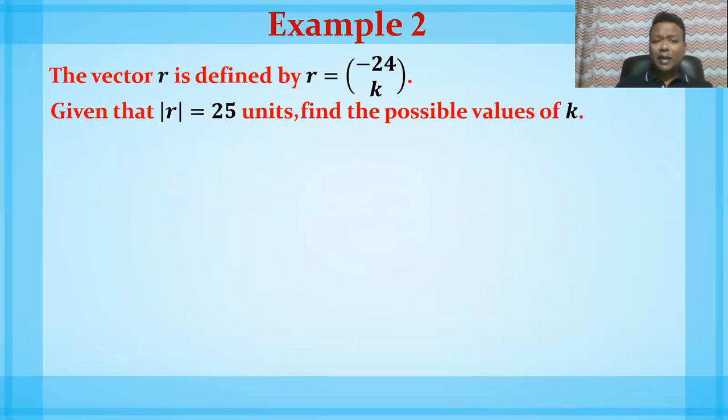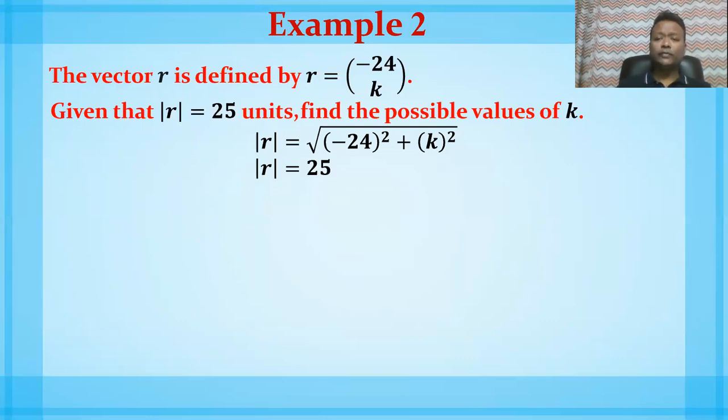Given that the magnitude of the vector r is equal to 25 units, find the possible values of k. So we start by using the formula for magnitude. We obtain the magnitude of r is equal to the square root of (-24)² + k². Now here we are given the magnitude of r is equal to 25. So we can state the square root of (-24)² + k² is equal to 25.